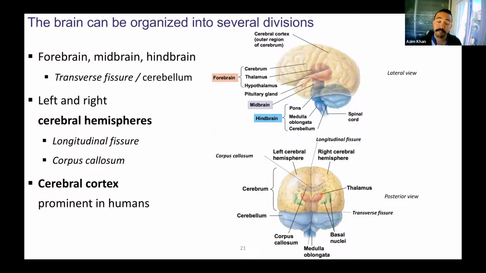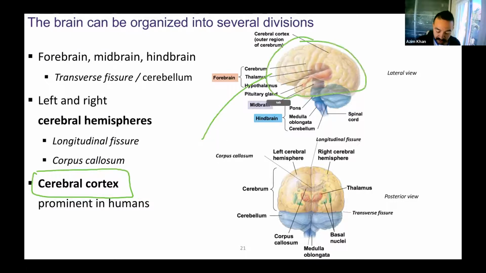So we can divide up based on forebrain, midbrain, hindbrain, left and right hemispheres. Functionally, the most interesting things, and when I say interesting, what I really mean is the things that make us human, the things that separate us from a lot of other animals, are what go on in the highly folded part of our brain, the cerebral cortex. The cerebrum is just this whole big thing you see here.